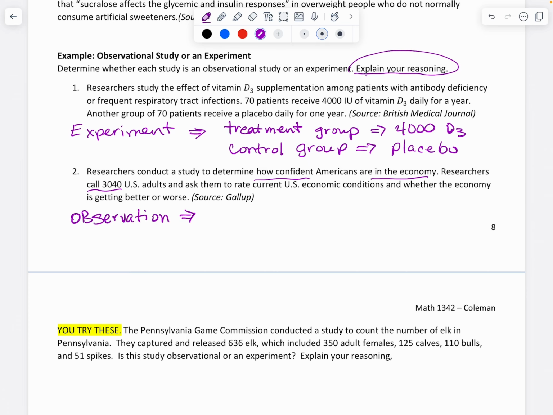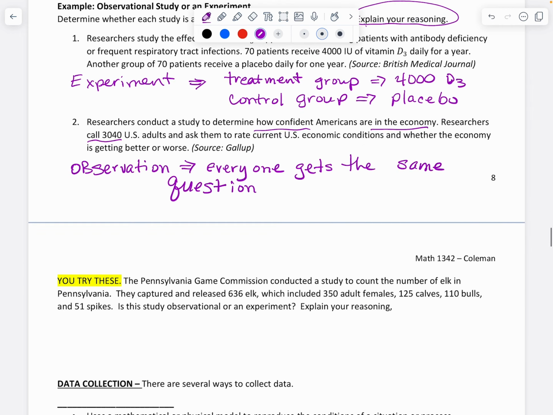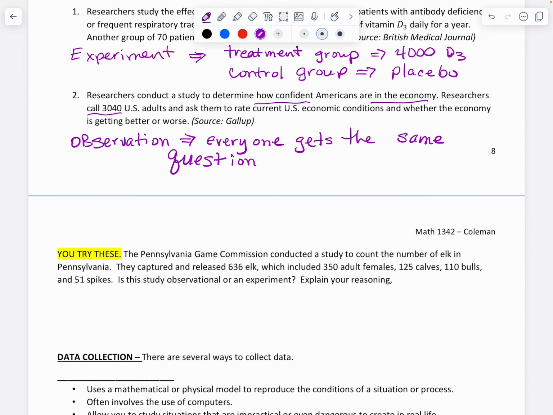They are just observing. So everyone gets the same questions. There's not a treatment going on. There's not an experiment going on. There's no drugs involved. So this is literally just observing what people then say. And again, the idea is that they're going to make conclusions about the entire population based on only 3,040 people. That's what the idea behind any type of statistic research involves.